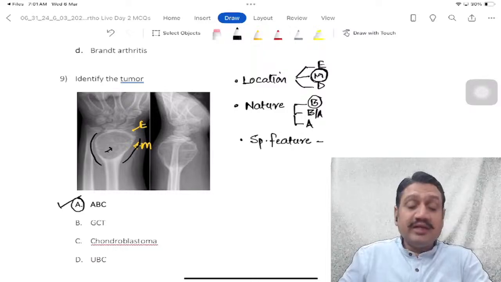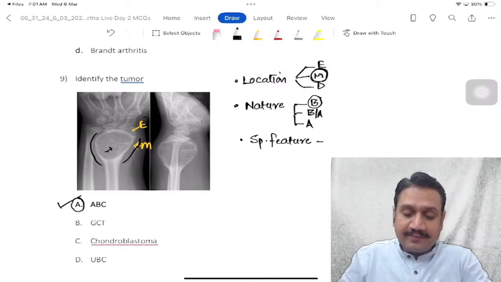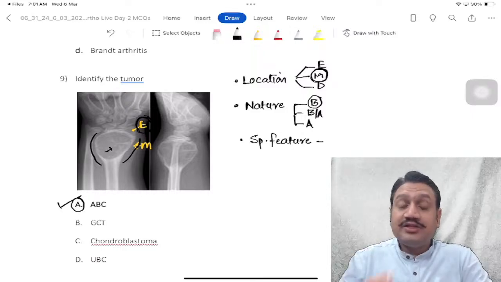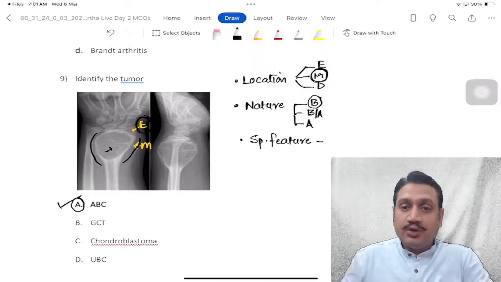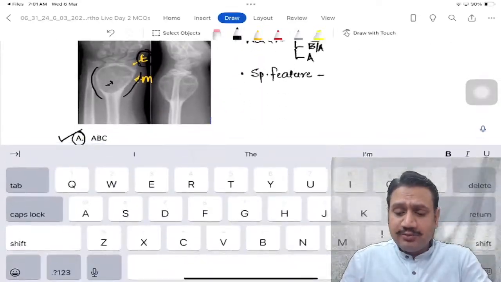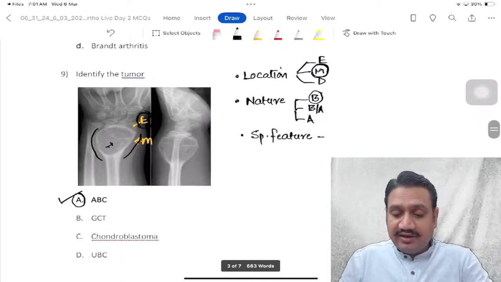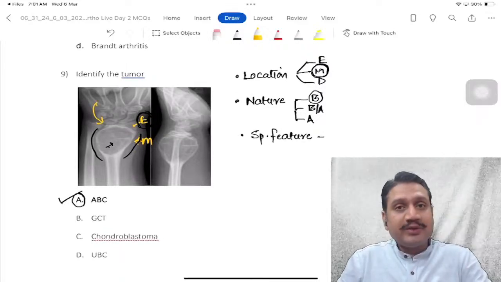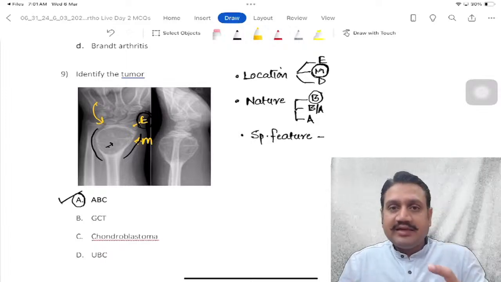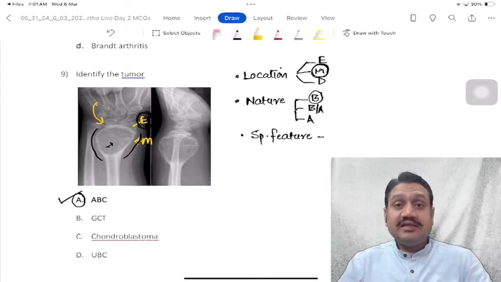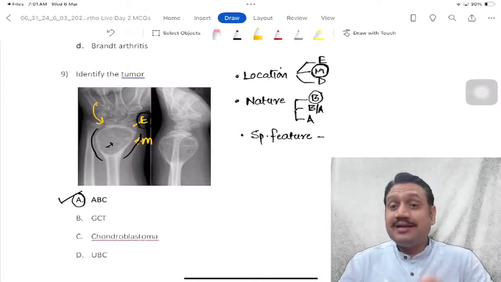Now that soap bubble, if you look at the epiphyseal area, if you're able to see any soap bubble at the epiphyseal area, then it has to be giant cell tumor, right? But you know very well that giant cell tumor will be seen in adults, okay? And here we can actually see the growth plate. I can see the growth plate over there. So epiphyseal area, metaphyseal area in between growth plates. So ABC is usually seen in children. GCT is seen in the second to fourth decade, that is adults, right?